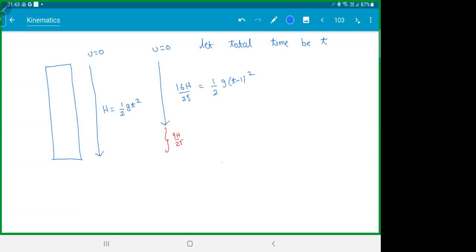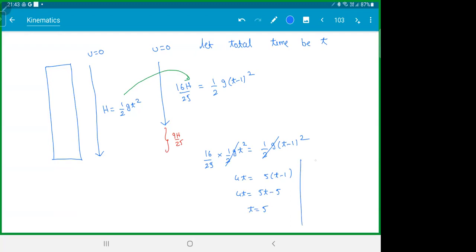You're done. Take h from here and substitute it there. You get 16 by 25 into half g t square is equal to half g into t minus 1 whole square. Half g cancels out. You end up with 4t is equal to 5 into t minus 1. And we get t is equal to 5 seconds. Put it back there and you get h is equal to 125 meters. If you take g as 9.8, you get 122.5. Right, Anshul? Aryan, you got it right. Easy? Standard question.